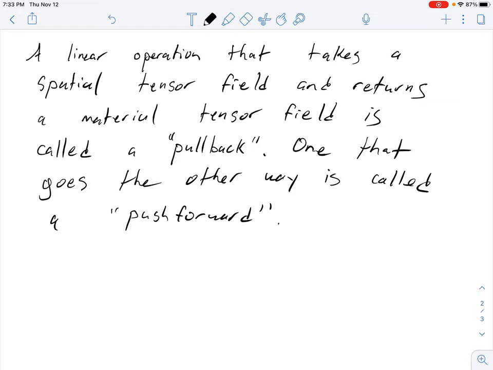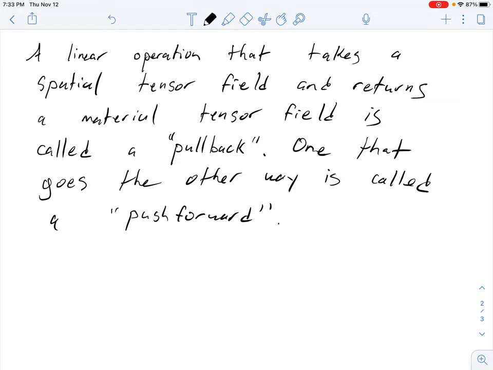So we have blackboard style P without a line under it, inverse, acting on M, where M is now a material tensor field, is defined as F inverse transpose M F inverse. Well, if we have it act on P of G, where G is a spatial tensor field, then that is equal to F inverse transpose F transpose G F F inverse. Well, that's pretty obviously equal to G. So that's good.